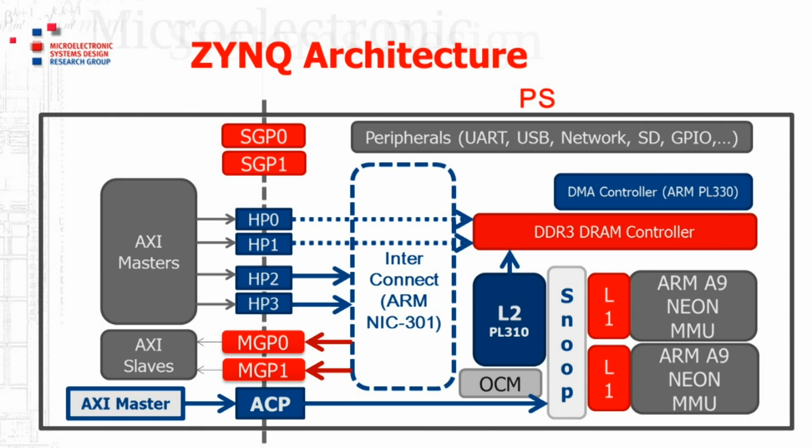And finally, we have the accelerator coherency port through which the AXI masters resided on the programmable logic part of the ZYNQ device can initiate read and write transactions to the address space of the ARM CPUs. So the accelerator coherency port is an AXI slave port, and the transactions which happen through this port are happening in full coherence with the caches of the CPU cores. What does that mean?